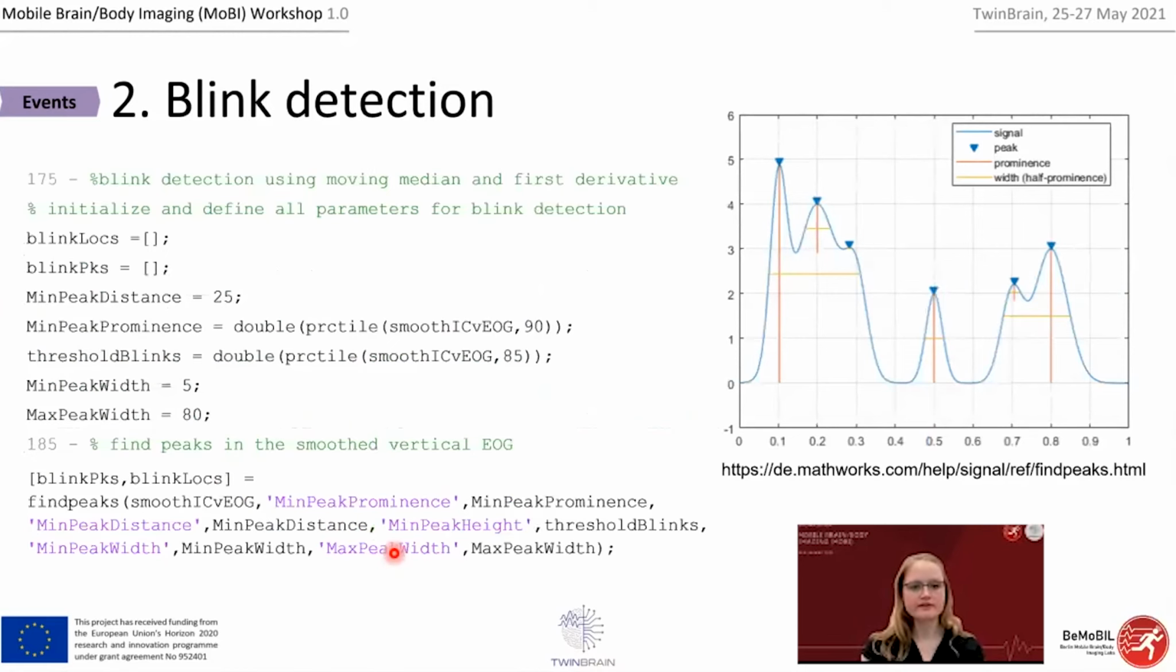And for the blink detection itself, I simply used the find peaks function. There I also plotted the reference here from MATLAB. I actually don't know who developed it, but yeah, it's a nice function. So you hand over to this function different parameters of your peak that you want to detect. And for this, there is this figure.